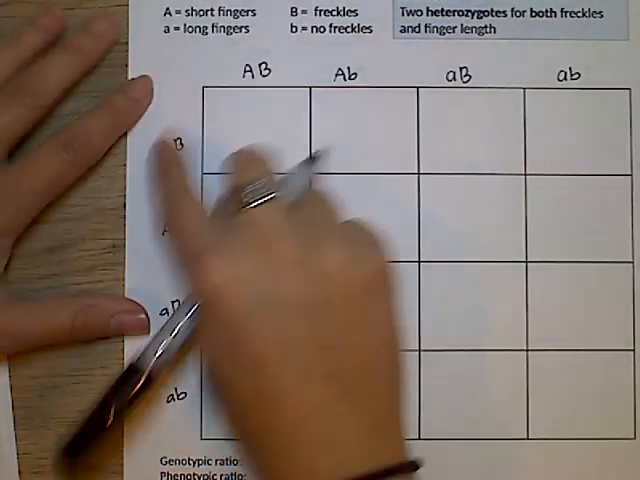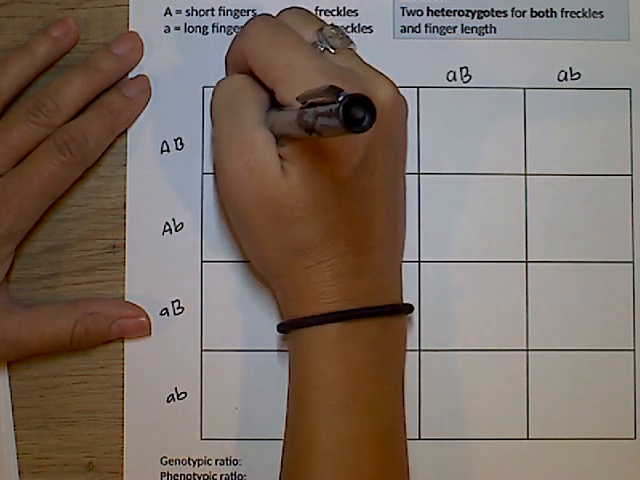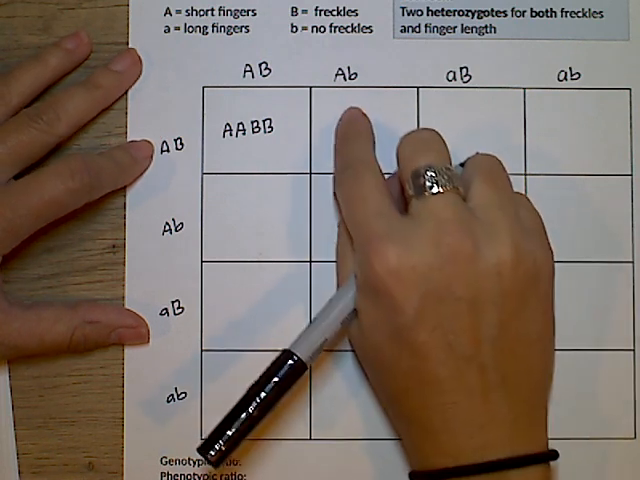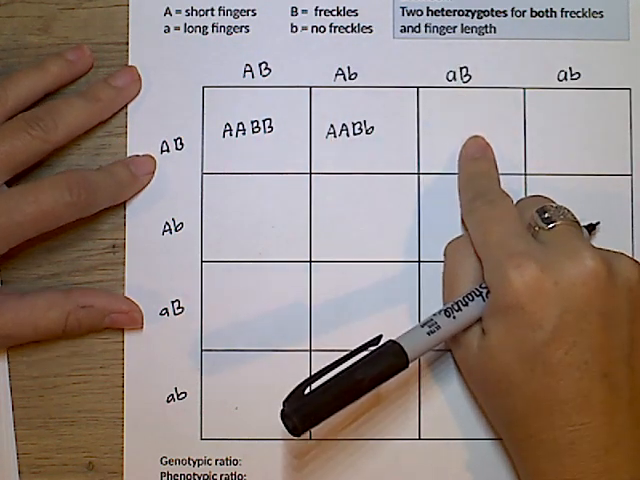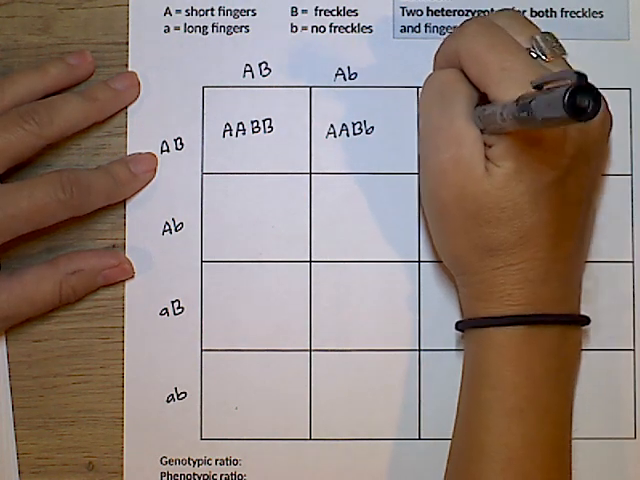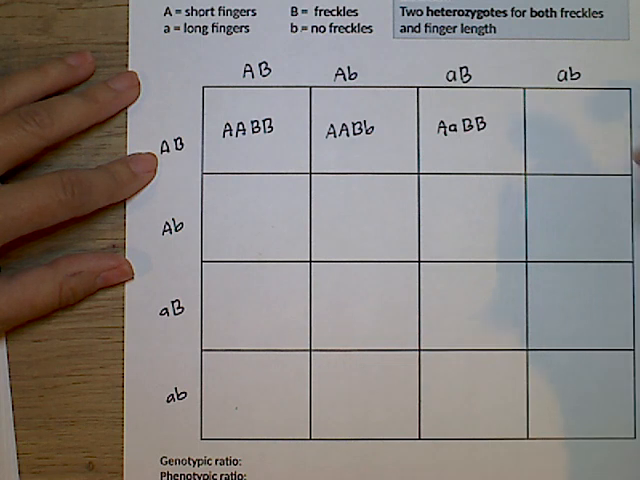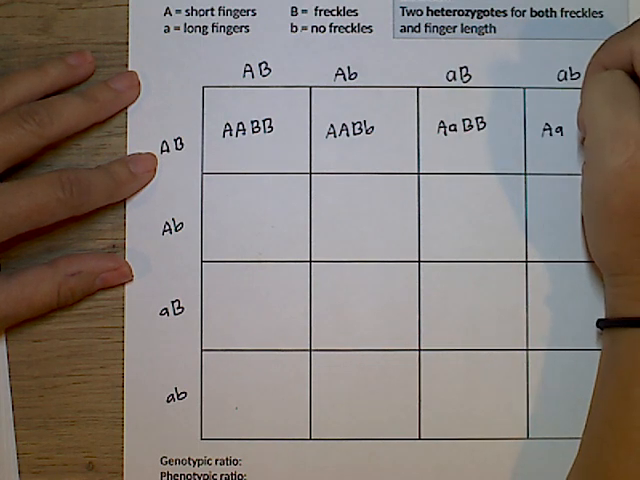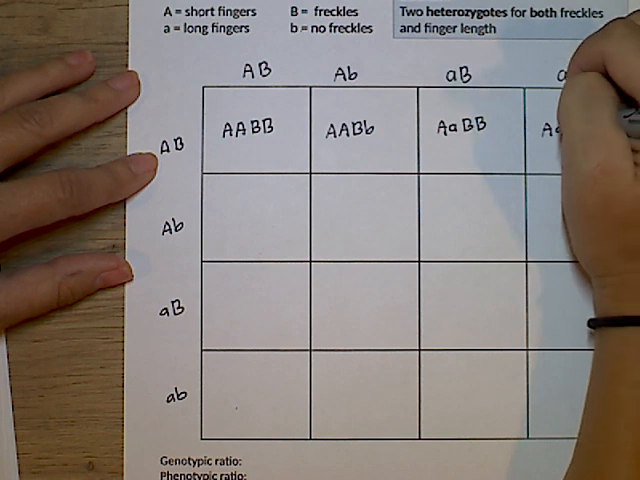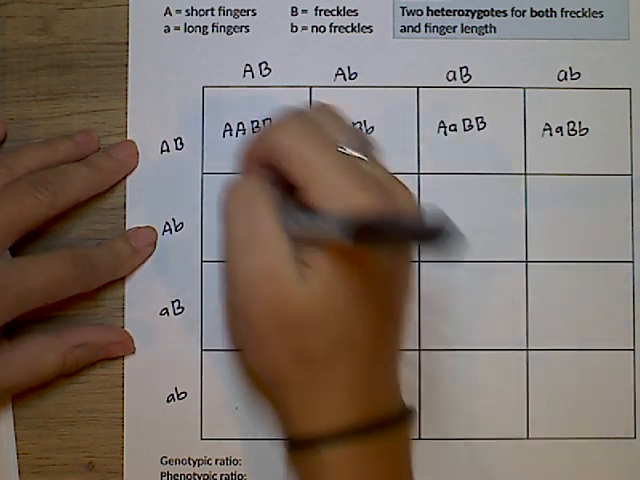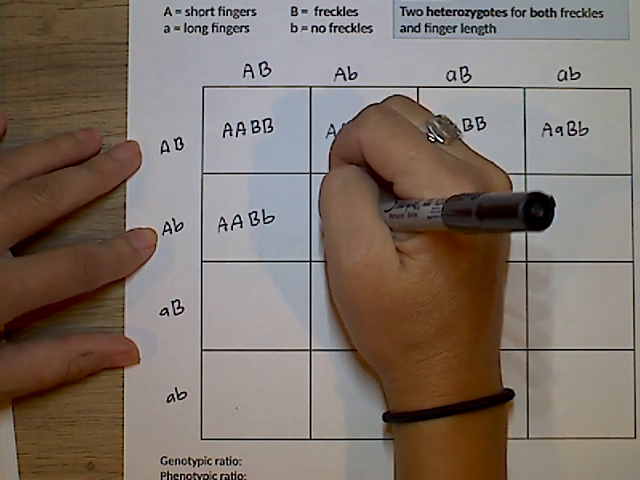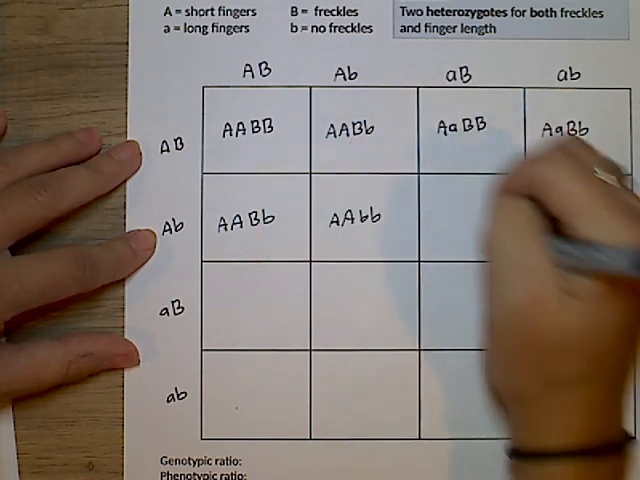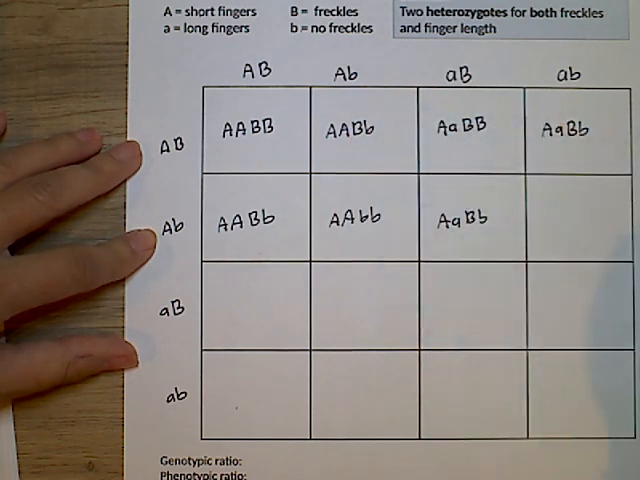And then we drag them down and over, and we keep the same genes together. So this one's big A, big A, big B, big B. This one would be big A, big B, little b. And it's just formatting. We always put the dominant allele first. So big A, little a, big B, big B, big A, little a, big B, little b. On to the next row, big A, big B, little b, big A, little b, big A, little a, big B, little b, big A, little a, little b, little b.